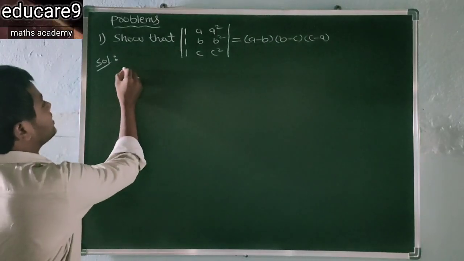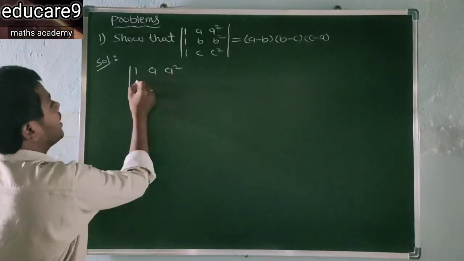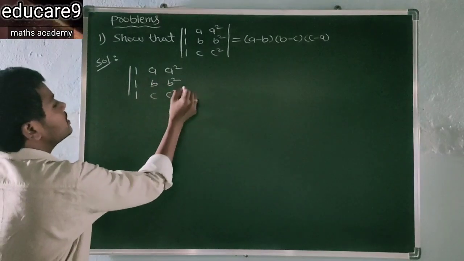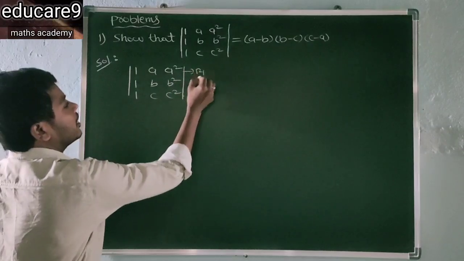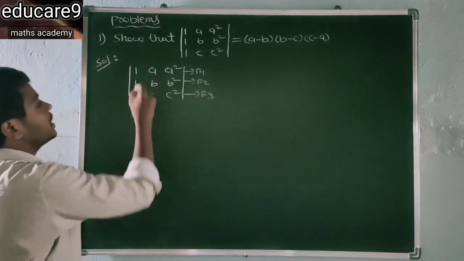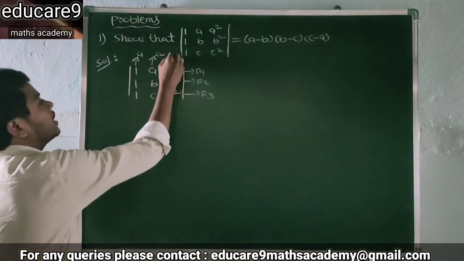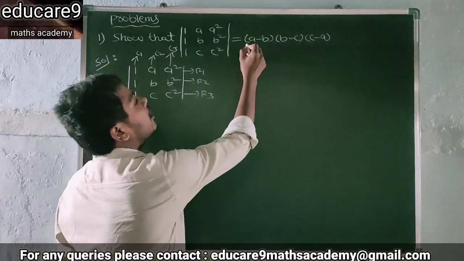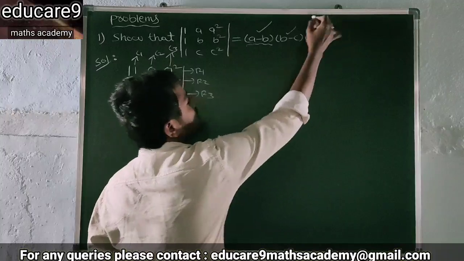So consider the LHS. So what is that? The determinant with rows (1, a, a square), (1, b, b square), (1, c, c square). So clearly, this is row R1, this is row R2, this is row R3. And this is column C1, second column C2, this is third column C3. So here, on the RHS, we have (a minus b)(b minus c)(c minus a).